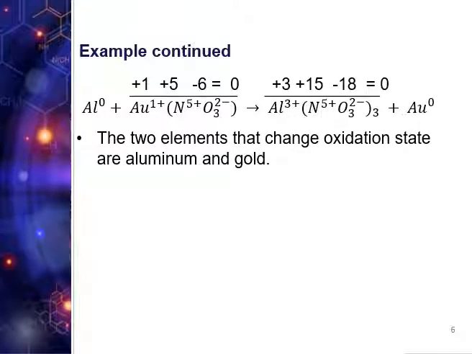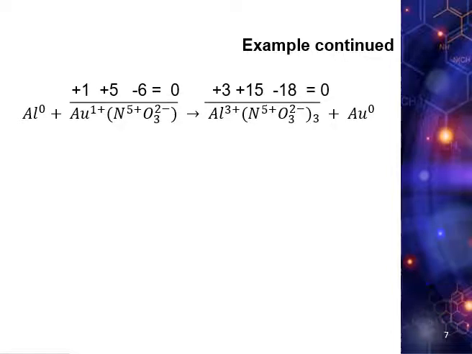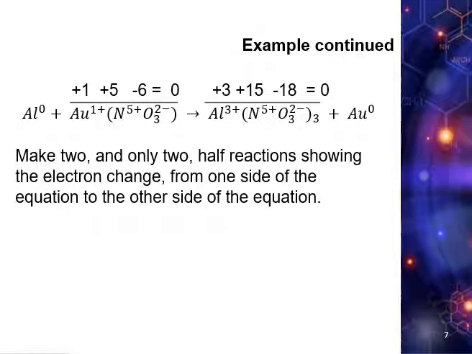The 2 elements that change oxidation state are aluminum and gold. Aluminum is 0 on the left and a positive 3 on the right. Gold is 1 on the left and 0 on the right. Make 2 and only 2 half reactions. Because only 2 elements change, there's only going to be 2 half reactions, showing the electrons changing from one side to the other. Aluminum went from 0 to positive 3. Gold went from 1 to 0.